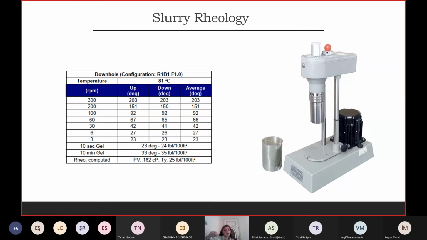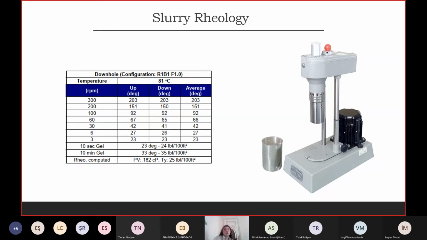For each RPM, you just switch from 3 RPM to 6, 30, 60, 100, 200, and 300. At these RPMs, you get readings. You are reading degrees. You write them down, going up first, starting from 3, 6, then 30, 60, 100, 200, 300. And then you come back one by one, you reduce the speed, and you get all these readings back.